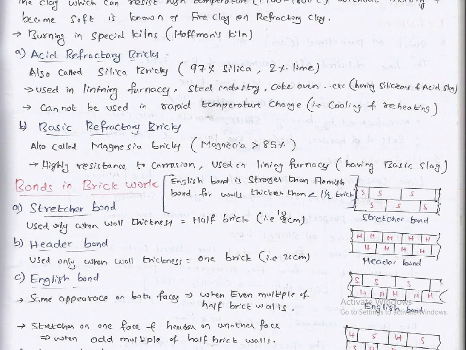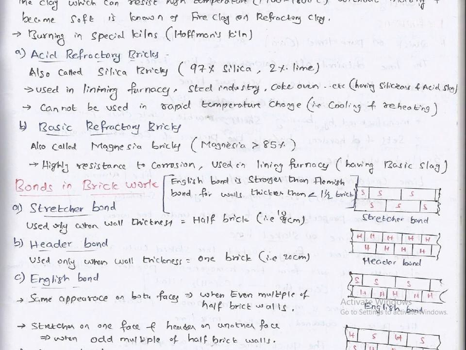Now comes the bond in the brickwork. It's very important, and frequently asked in the competitive examinations. So be attentive. English bond is stronger than Flemish bond for walls thicker than 1.5 brick. Stretcher bond is used only when wall thickness is half brick, that is 10 centimeter. Header bond is used only when the wall thickness is 1 brick, that is 20 centimeter.